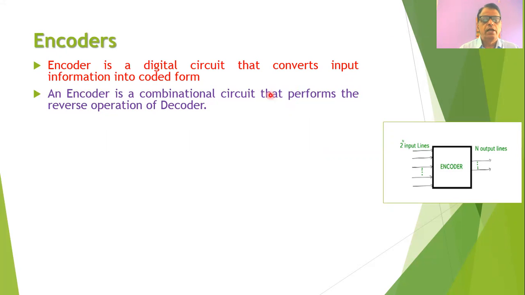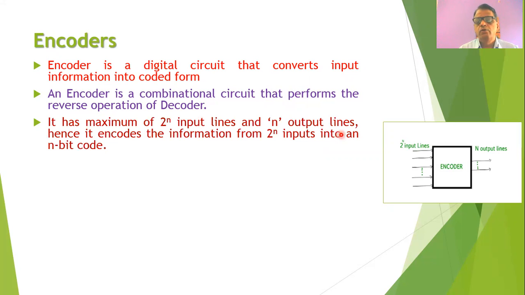You can say that an encoder is a combinational circuit that will perform the reverse operation to that of a decoder, because a decoder will convert the input code into understandable information, while the encoder will convert the input information into coded form.